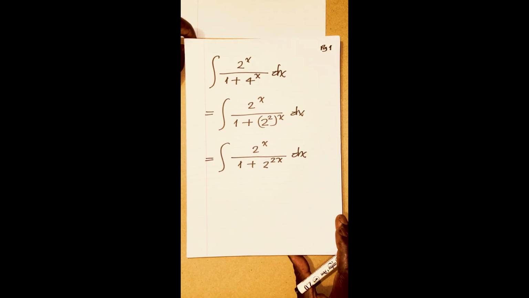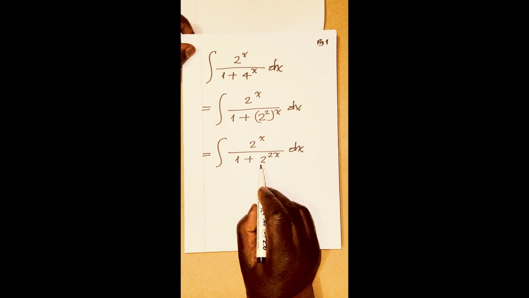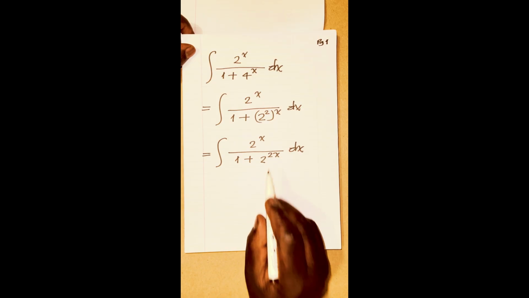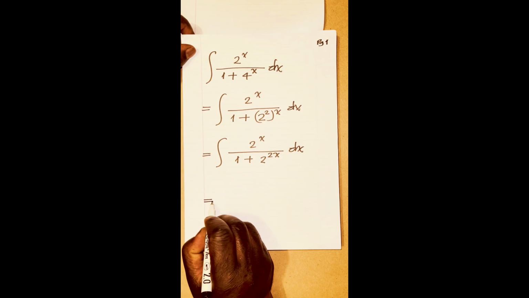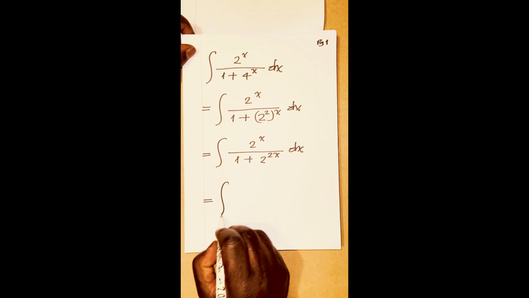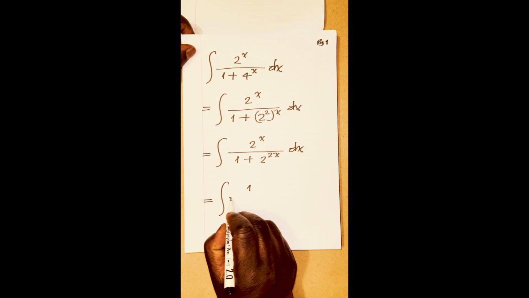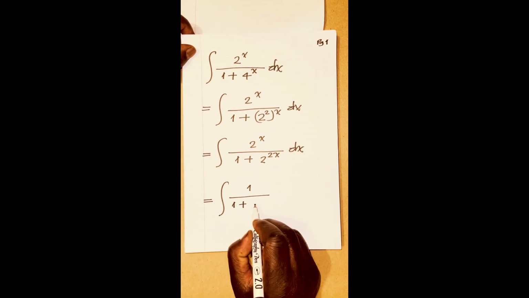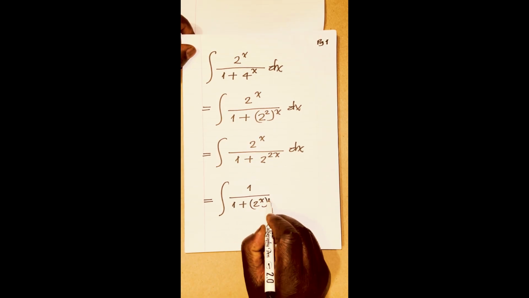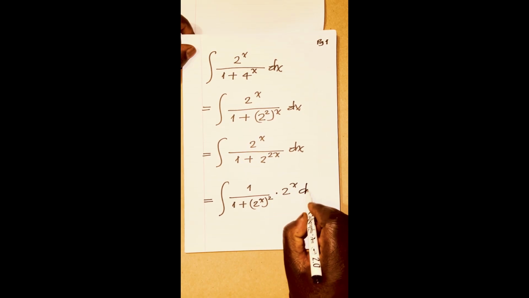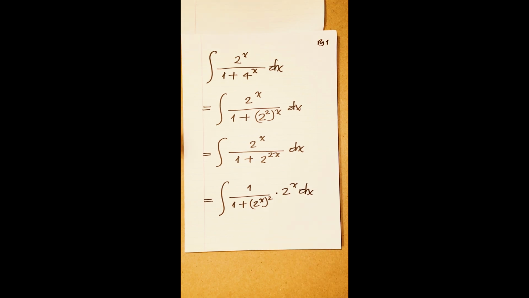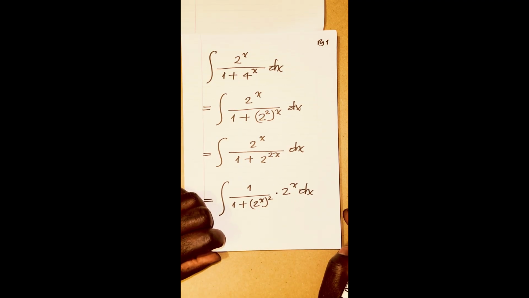I'm going to introduce brackets again because I want to write 2 to the power x and then raise the whole thing to the power 2 as follows. So watch how I'm going to transform this integral now. It's the integral of 1 all over 1 plus 2 to the power x, the whole expression, power 2, and then I'm going to multiply this by 2 to the power x dx. You'll understand shortly why I'm doing that. At this point, I'm going to let u be equal to 2 to the power x, taking us to the next page, page 2.